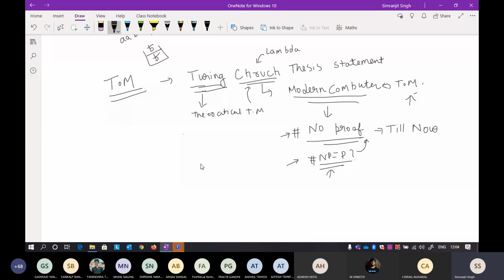Now I will get back to this one with a formal notation, but you understand that the actual meaning of the statement is this: any problem that is solved by a modern computer will also be solved by a Turing machine. Till now there is no problem that is solved by a modern computer and not solved by a Turing machine. Now you will also be thinking about how this is possible.